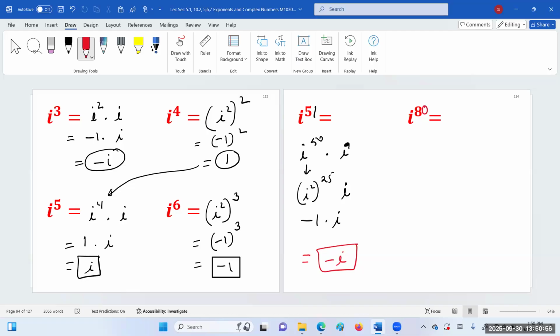Is 80 odd or even? Even. So what will the final answer be? Either -1 or +1, 2 choices. When it's even, there are 2 choices. You have to figure out which one is correct.